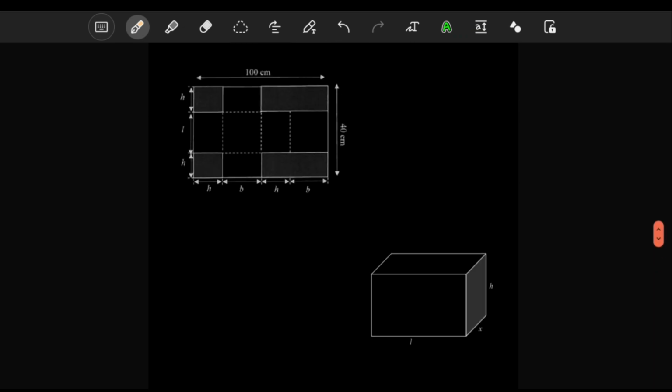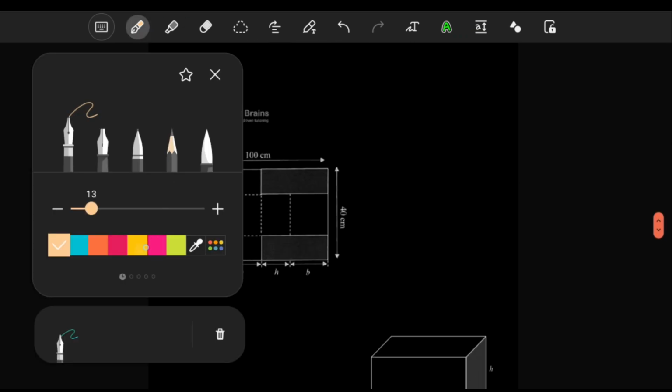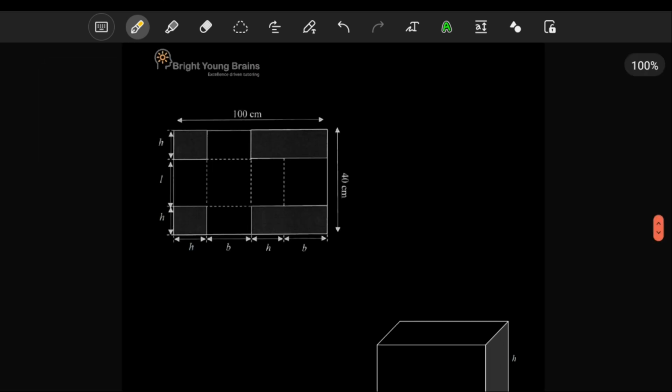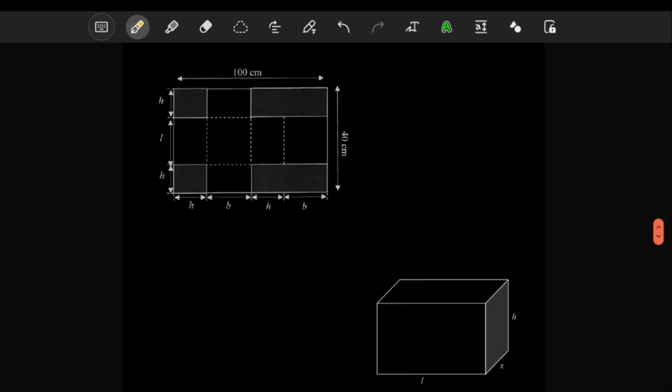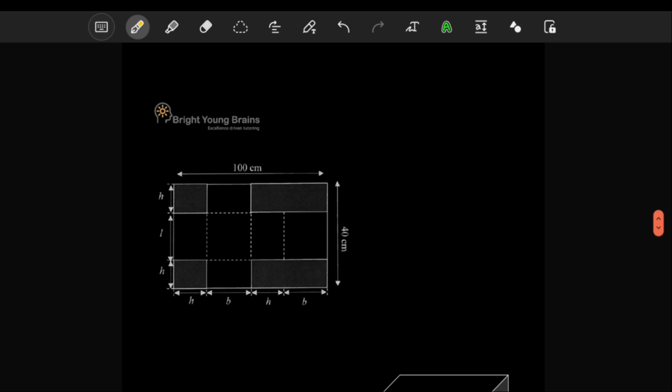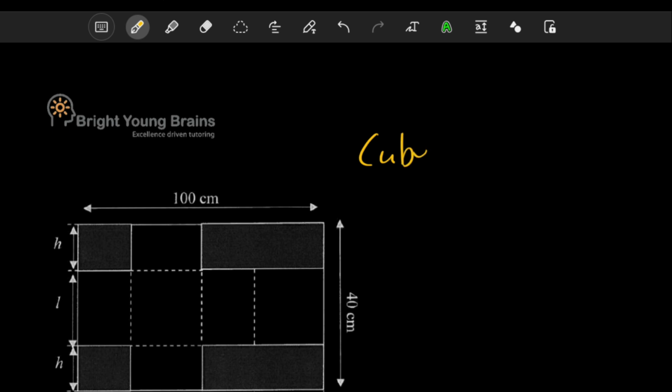The common cuboid. A cube and a cuboid are not the same thing. What you want to remember is a cube is like a 3D square, and a cuboid is just a 3D rectangle. A cube looks like this.